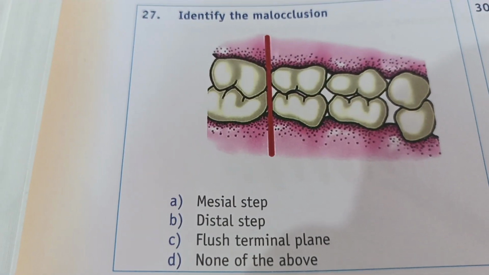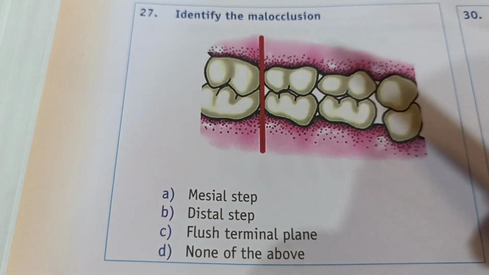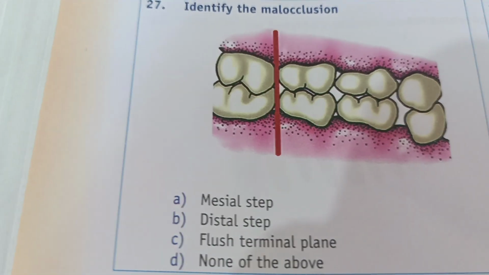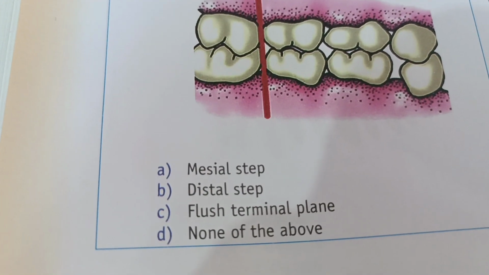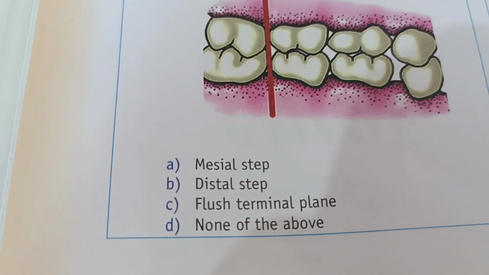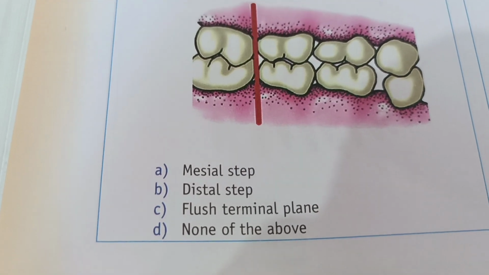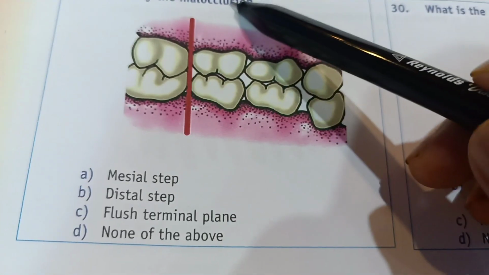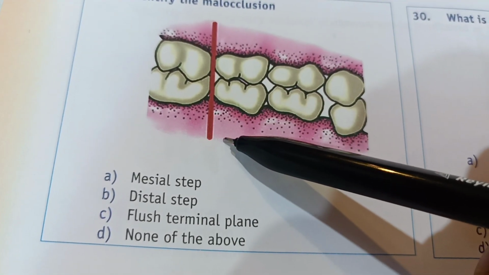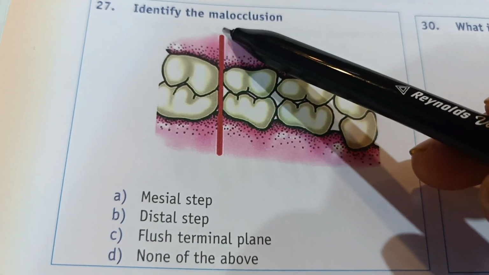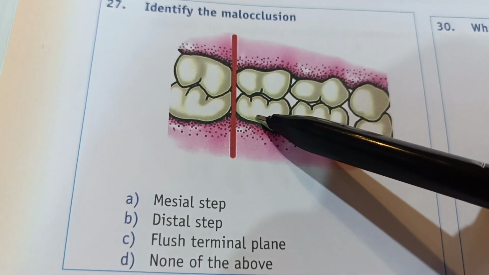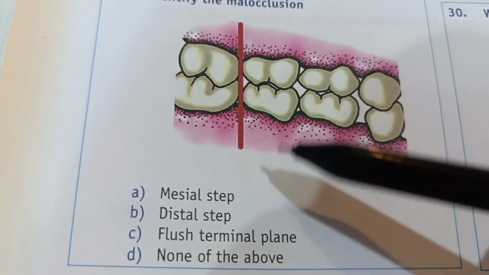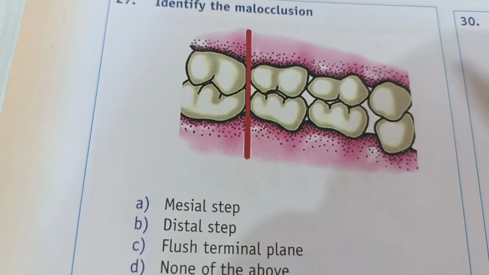Now come to the next question. Identify the malocclusion. Again here you can see a straight line. The options are option A mesial step, option B distal step, option C flush terminal plane, and option D none of the above. Here we can clearly see that it is the flush terminal plane, because the line goes neither mesially nor distally, it goes straight. So the right answer is option C, flush terminal plane.